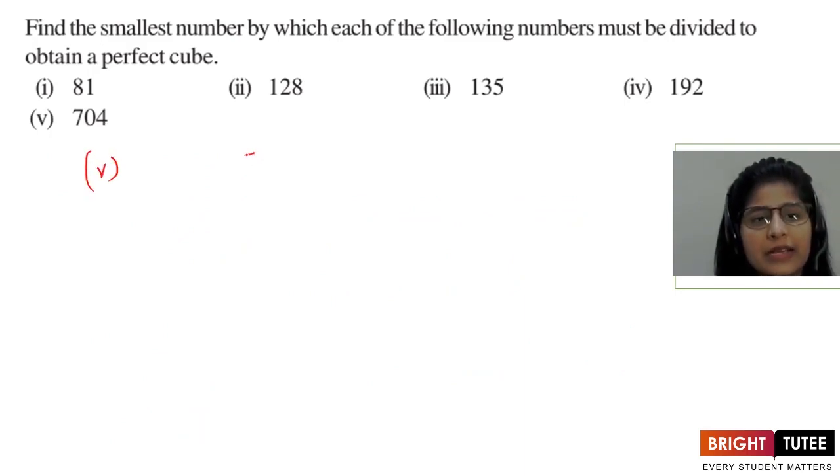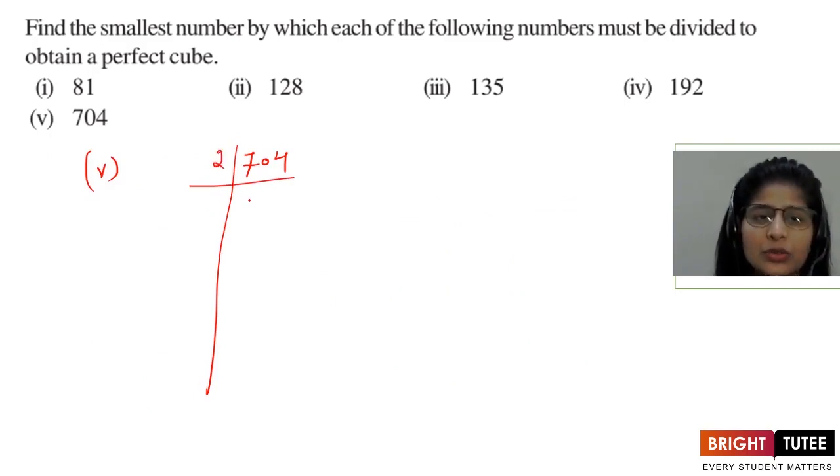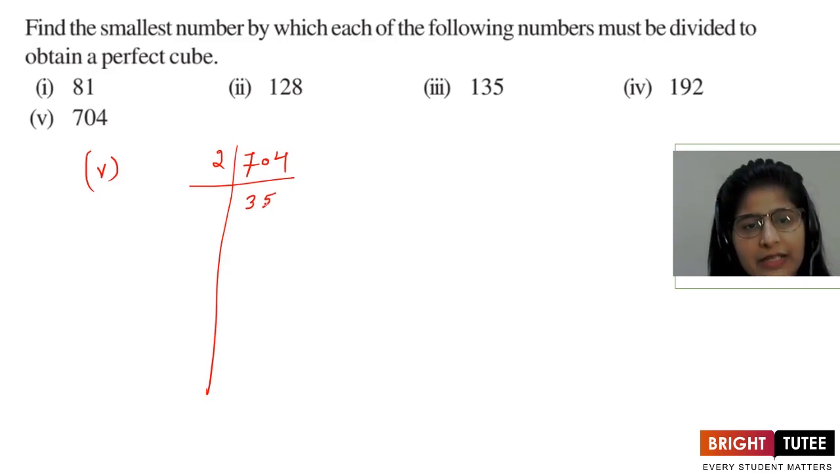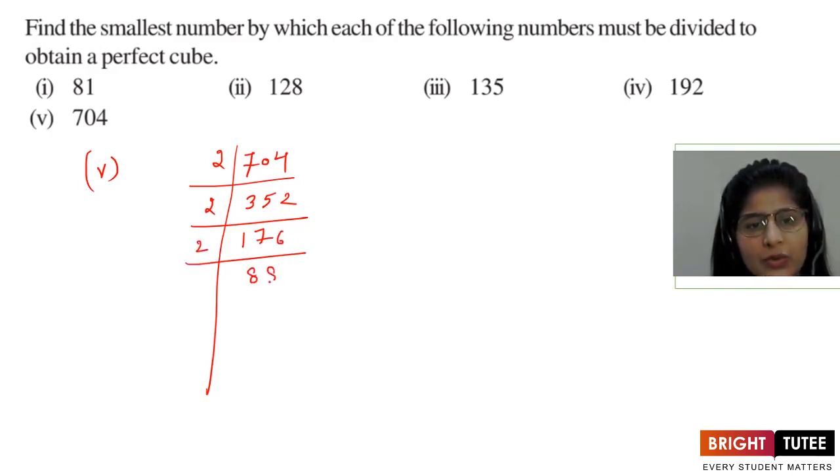Fifth part, we are asked about 704. Let's do the prime factorization. Starting with 2, 2 3s are 6, 2 5s are 10, 2 2s are 4. Again with 2, 2 1s are 2, 2 7s are 14, 2 6s are 12. Again with 2, 2 8s are 16, 2 8s are 16.